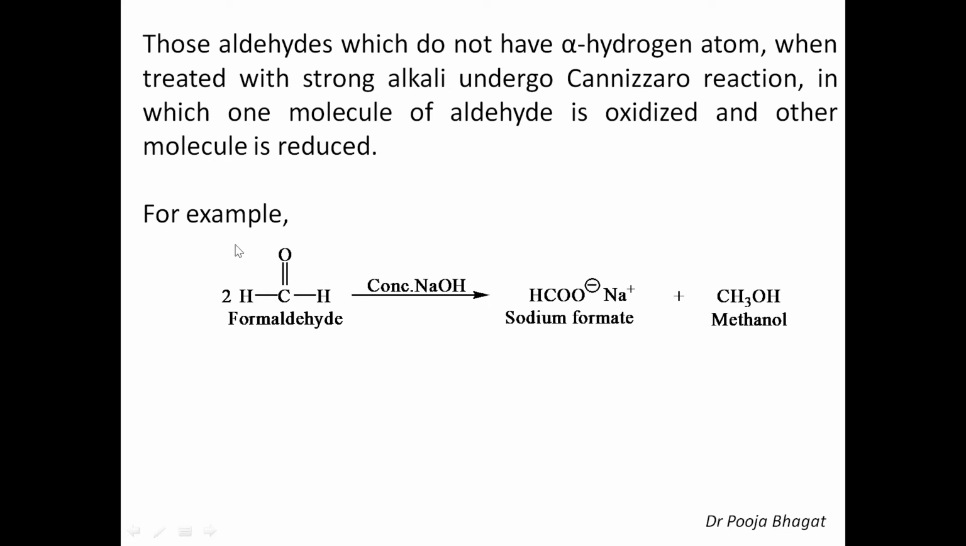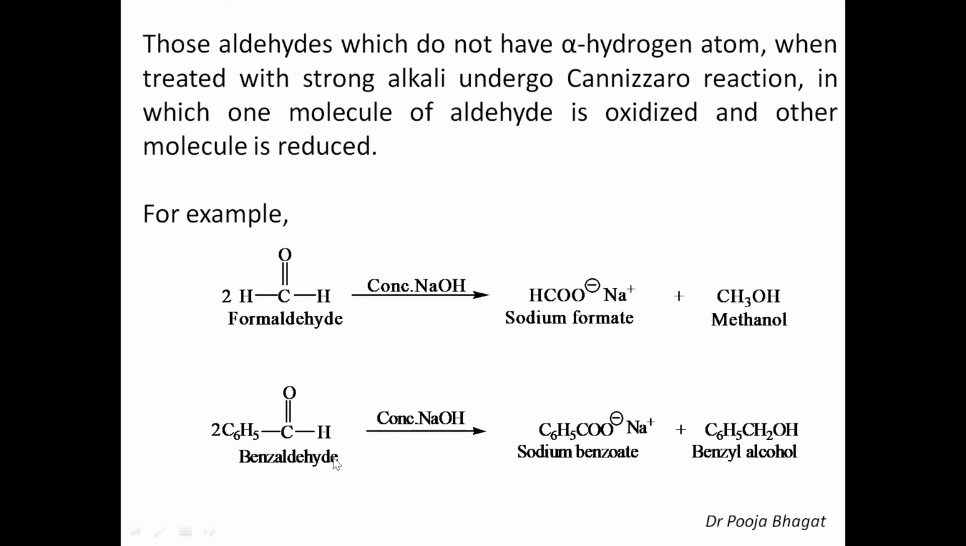Plus another aldehydic molecule will get reduced to alcohol. When reduction takes place, this double bond gets converted into single bond. One hydrogen gets attached to oxygen, one hydrogen gets attached to carbon. So carbon with 3 hydrogens, that is methyl group. This is single bond and OH. So this is nothing but the methanol. So formaldehyde undergoes Cannizzaro reaction to give sodium formate and methanol.